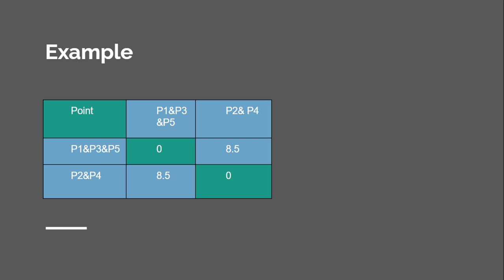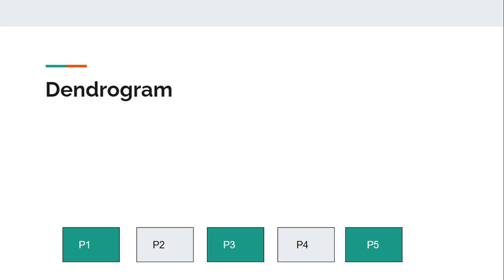And finally, we have only two clusters: P1, P3, P5 and P2, P4. And we combine these two also, which gives a single cluster containing all the points P1, P2, P3, P4 and P5.